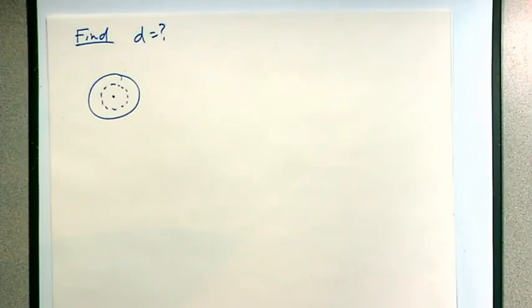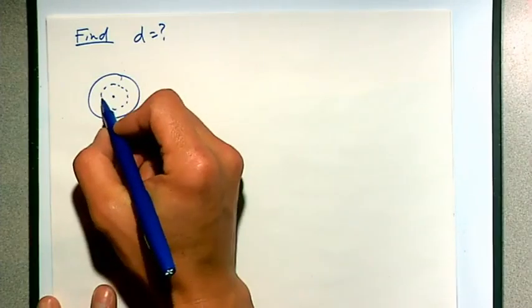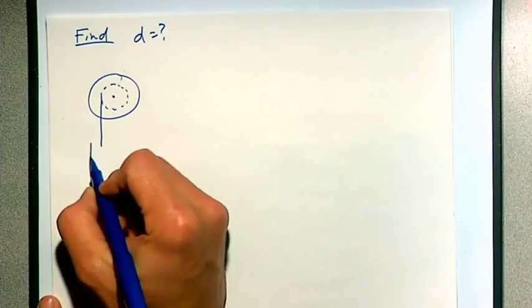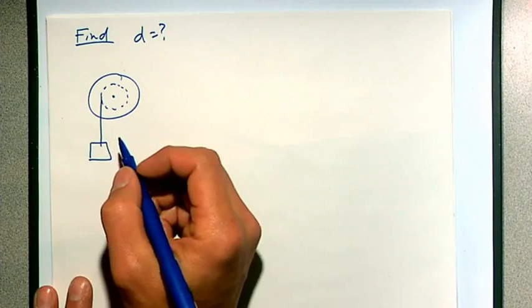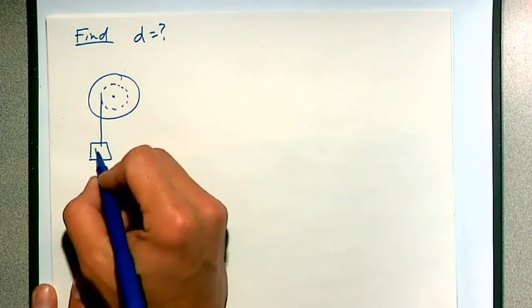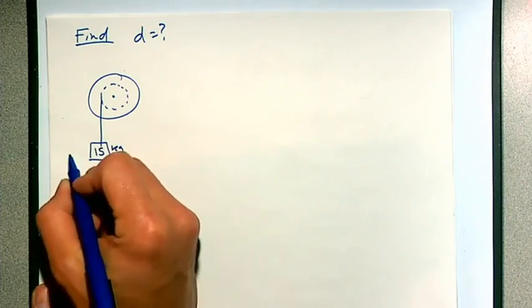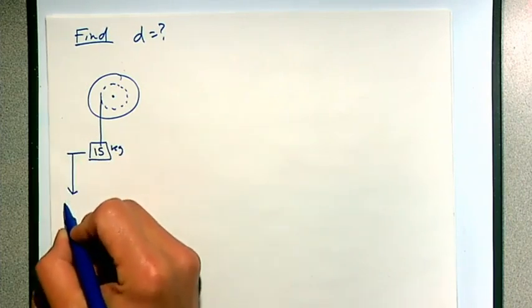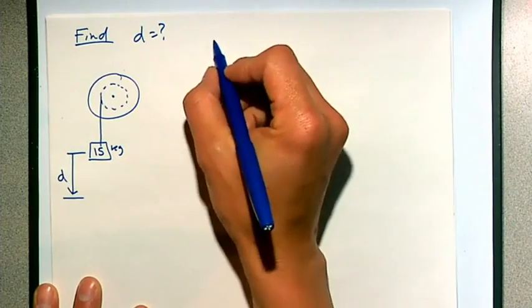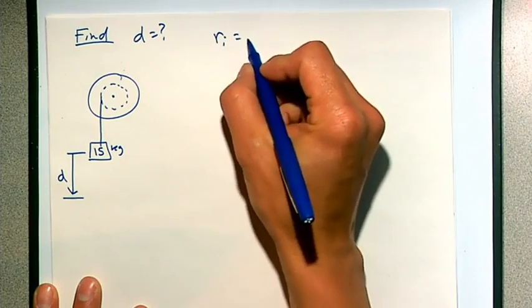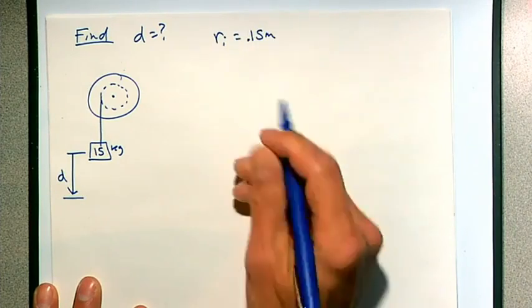My rope isn't on the outside of this drum. It's at some inner radius. And this thing is 15 kilograms, I think. I want to know how far down it goes. This is my D variable. R inner, 0.15 meters.